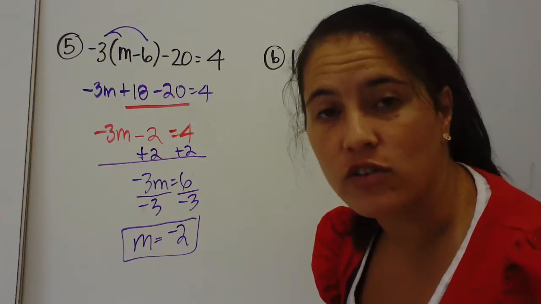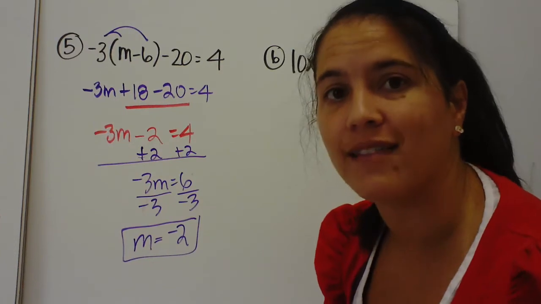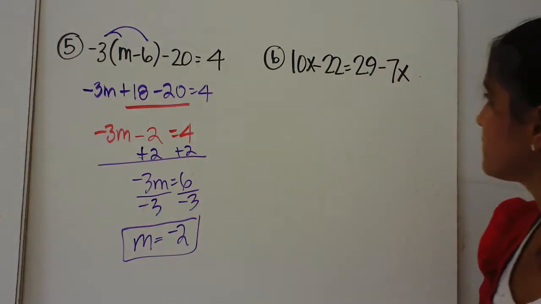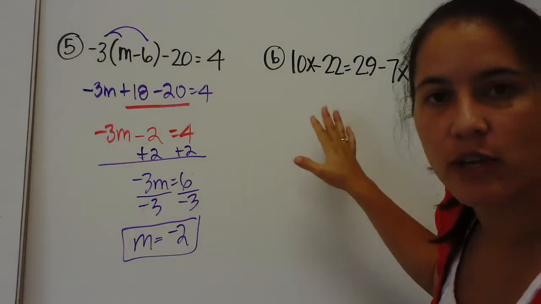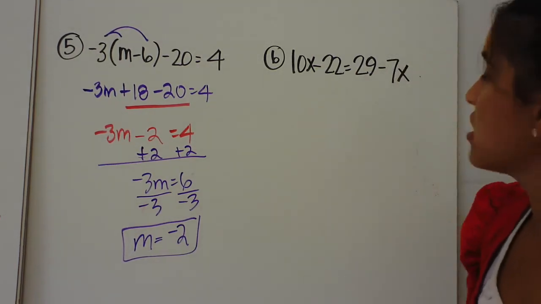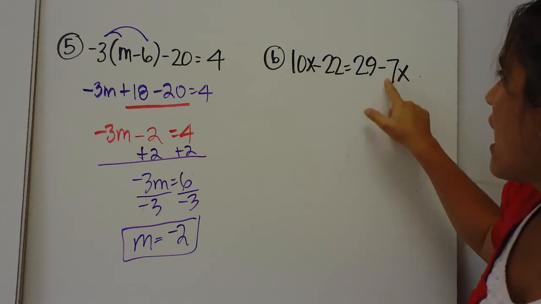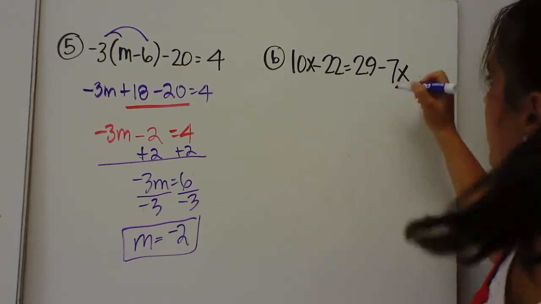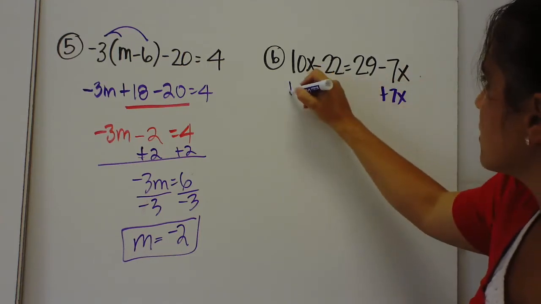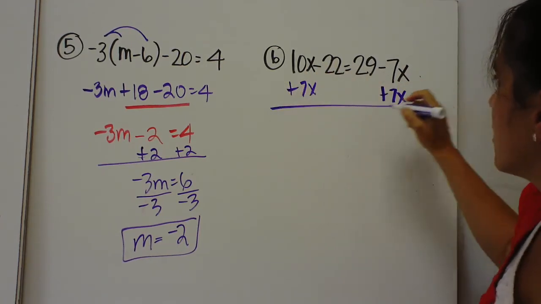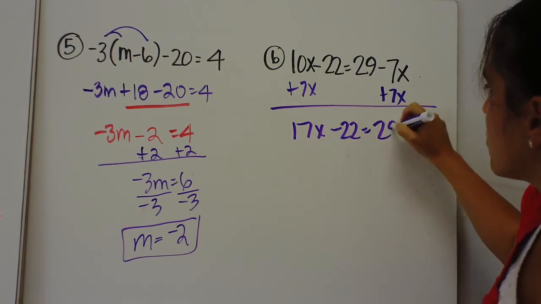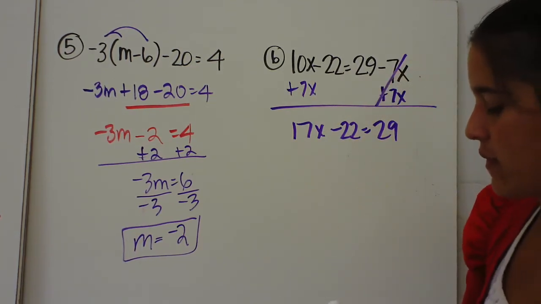If you got confused, then rewind it, watch it back, and listen and watch my steps. Let's do this one together. I don't have any distribute. I don't have any combine like terms, so we're going to solve. Since this is a minus 7x, I'm going to move it over here, so I'm going to do plus 7x. And I get 17x minus 22 equals 29, because that's gone.